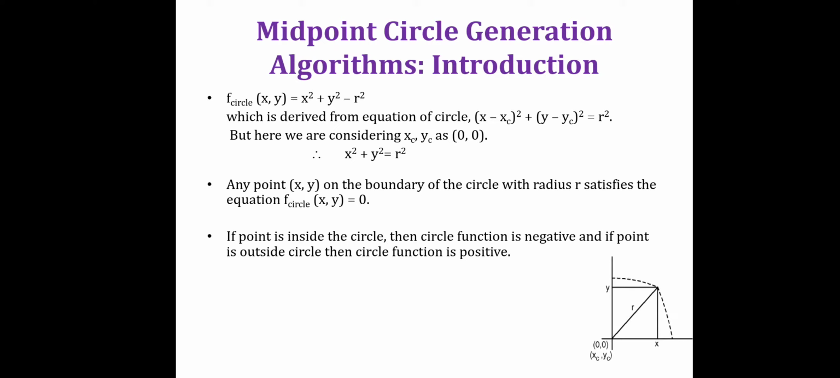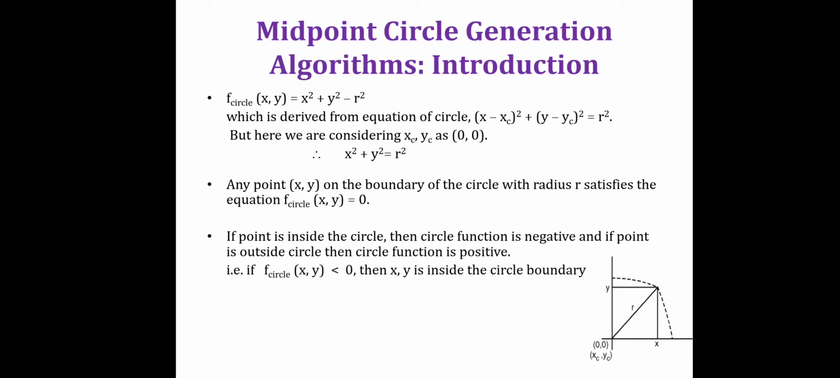If the point is inside the circle, then the circle function will be negative, meaning the value of the function f circle will be negative if that point is inside the circle. If the point is outside, then the circle function gives a positive value, and if it is 0, the point is on the circle. The same thing we applied in Bresenham's also.